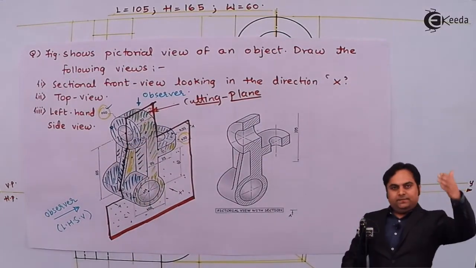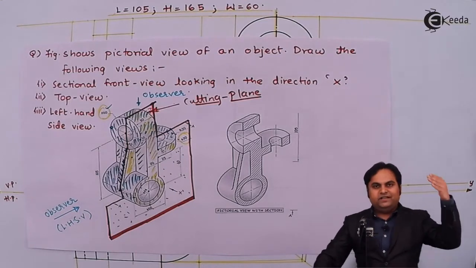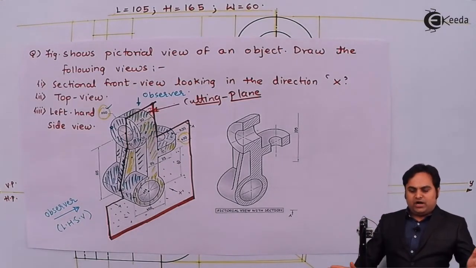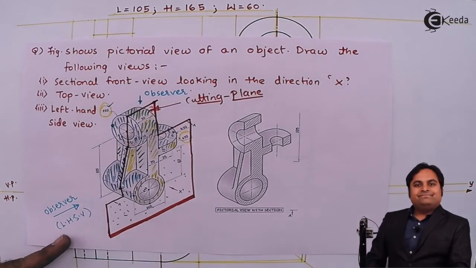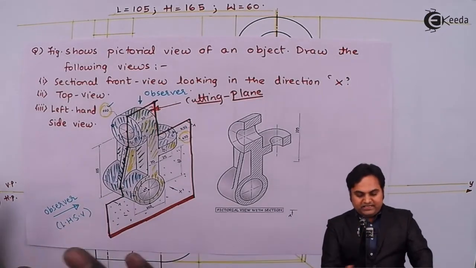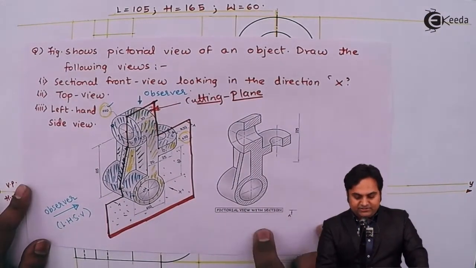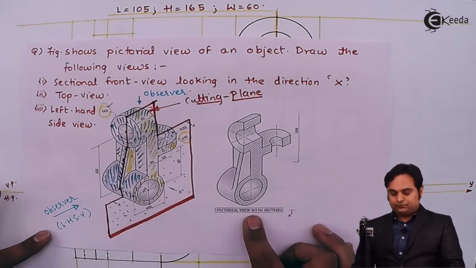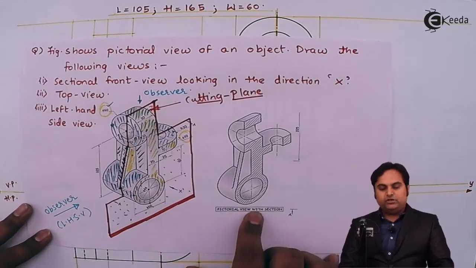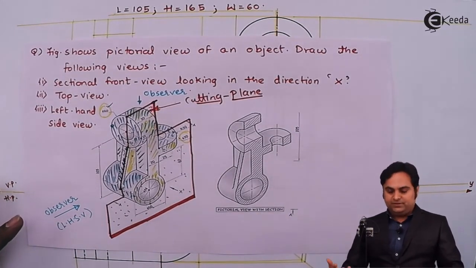Now when this cutting plane is passed through the object completely, it is going to cut the object into two halves along the width. Now when it has been cut, the diagram is here. This is the sectional front view, but this is the pictorial view. We have to draw it in two dimension.